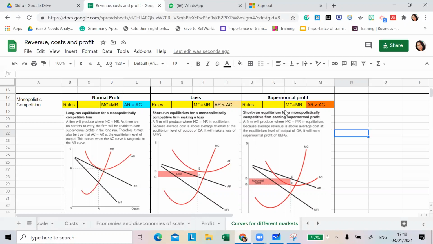However, supernormal profit is where your average revenue is greater than average cost. You can see that your average revenue, AR, is higher than your average cost. So it clearly shows that a firm is making a profit. Apply the rule MC equals MR, draw the dotted line, connect it till the top of AR, and you can see it connects at AC as well. But the topmost point is cutting at AR, therefore EFGB is the area where a monopolistic competitive firm makes a supernormal or an abnormal profit.